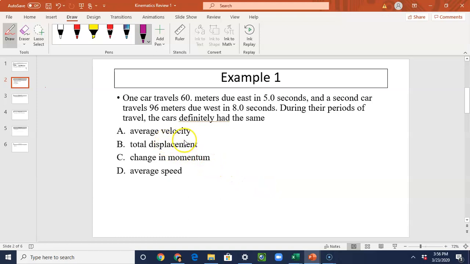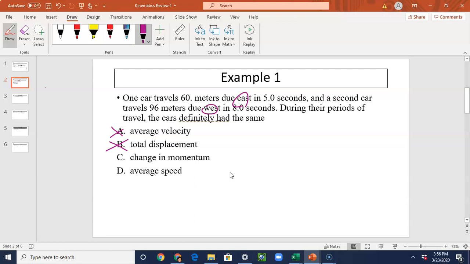So we know velocity is a vector quantity that has direction. Take a look at the first one, you're going east. And the second one, you're going west. We know direction is different, so it cannot be average velocity. The second one is total displacement. Displacement is another vector quantity. It depends on direction. We know they cannot be the same because one is east, one is west, and they don't have the same magnitude either.